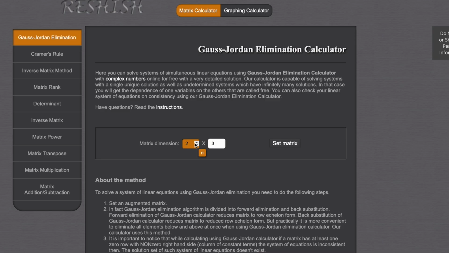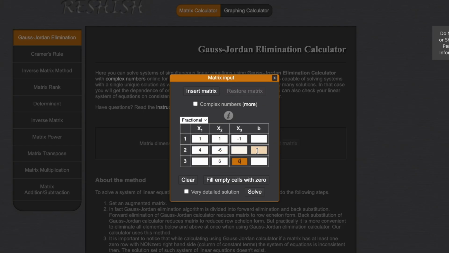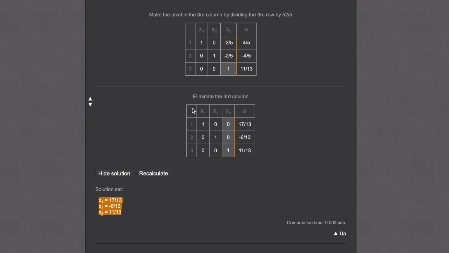So for that, we will use an online calculator, which is the Gauss-Jordan elimination calculator. On this site, we'll start by picking the dimension of our matrix, and then we will enter all the values as they are. You can use the fill empty cells with 0 button to make it faster. And when you press solve, you will be given the row-reduced echelon form of the matrix we entered.